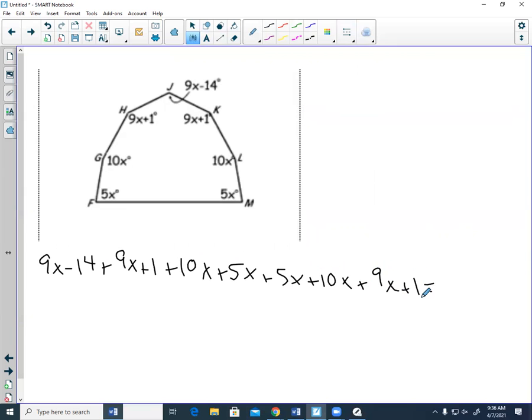Is that homework? This is gonna be homework, yep. Everything except for the table is homework.